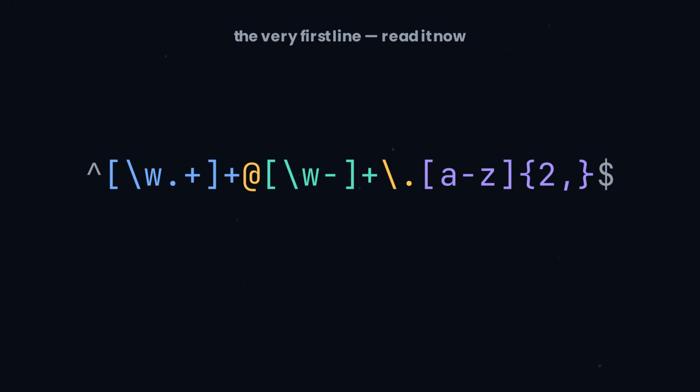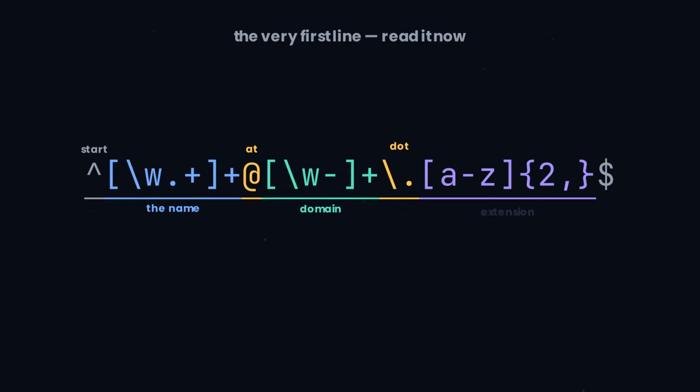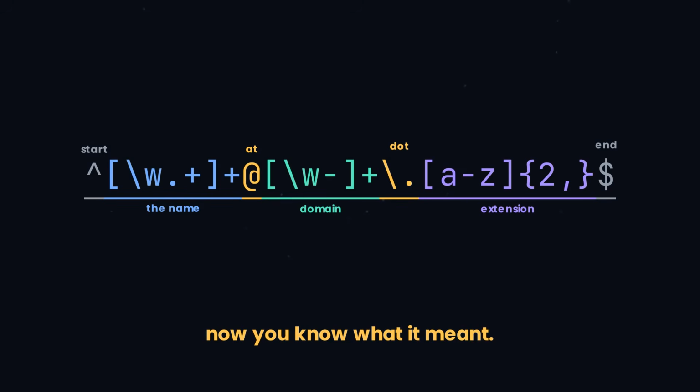Read it now, slowly, left to right, start of the string. One or more word characters, dots or plus signs. That is the name. An @ sign. Then the domain, word characters and dashes. A single dot. And finally the extension, at least 2 letters. End of the string. It was never noise. It was a precise description of an email address the entire time. I hope you can finally see what that first cryptic message truly meant.